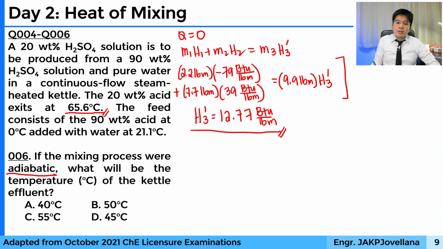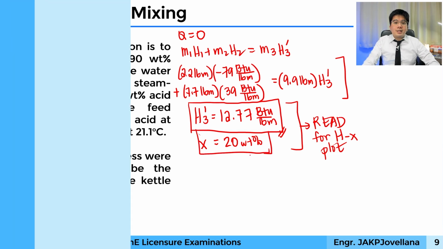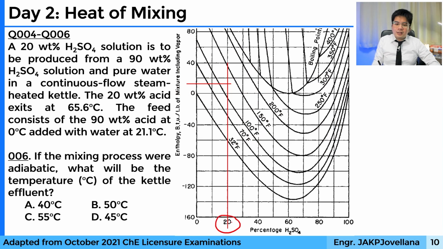So now that we have H3 prime and its composition is 20 weight percent, we can read from the graph regarding its temperature. So read from the enthalpy concentration plot. So we have H3 prime around 12.77 BTU per pound mass, and the concentration is 20 weight percent. So in this figure, the x-coordinate is in terms of 20 weight percent sulfuric acid, and approximately from the y-axis, this is 40 BTU per pound mass, and this is around 20 BTU per pound mass. So 12.77 is somewhere around here. So the intersection is this point.